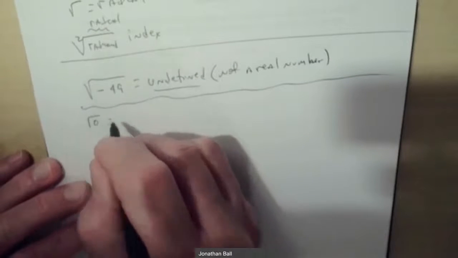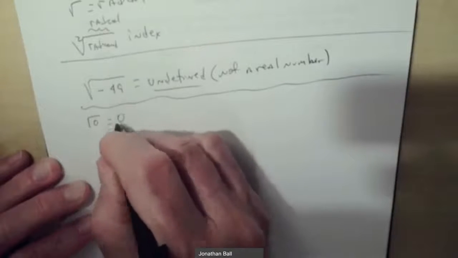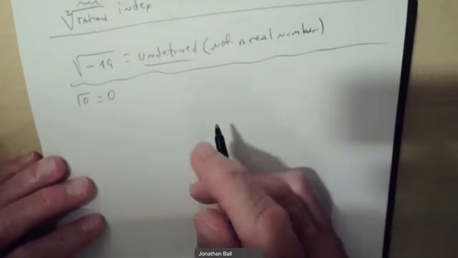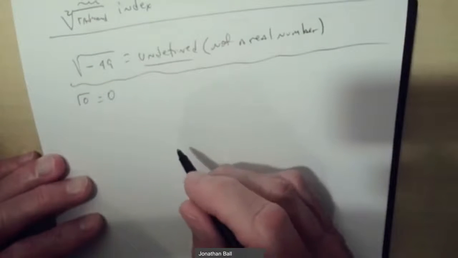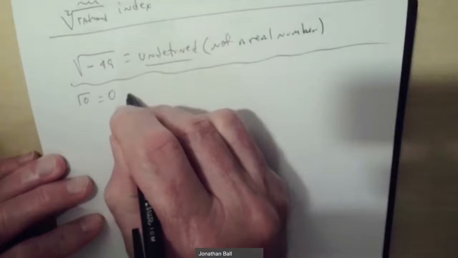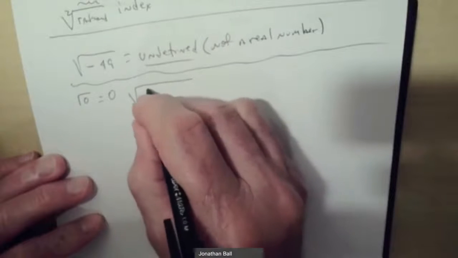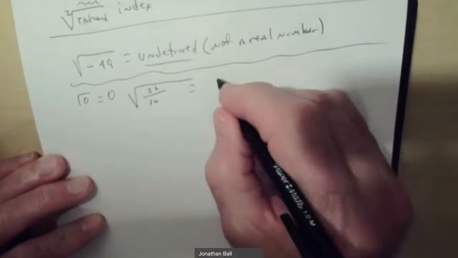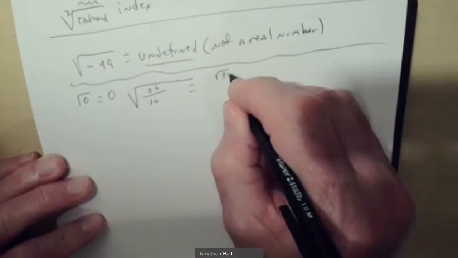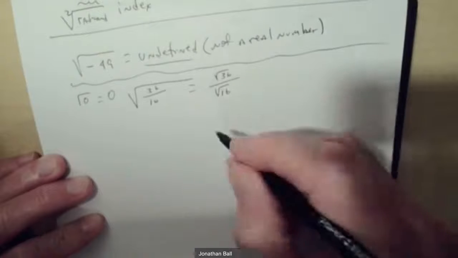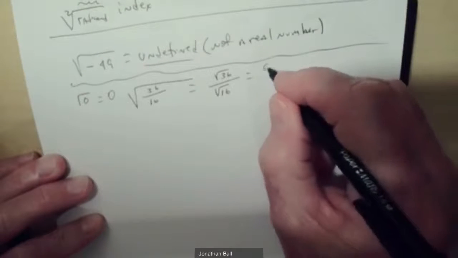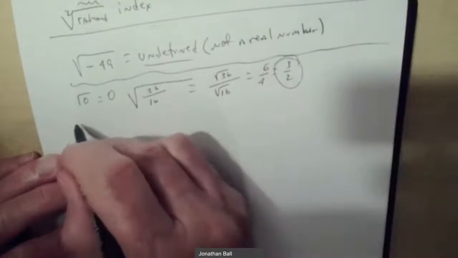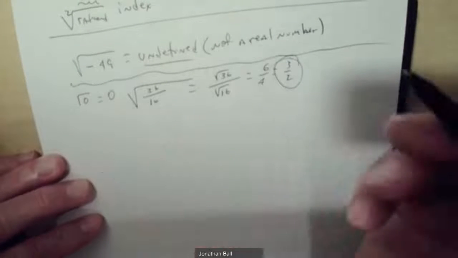Okay, the square root of 0 is what number times itself is 0? 0. Can't say plus or minus here because 0 is just 0. It's neither positive nor negative. Now, if you have 36 over 16, this is the same thing as the square root of 36 over the square root of 16. You can break it up like this if you want. So that's 6 over 4, which is 3 over 2. Actually, plus or minus.